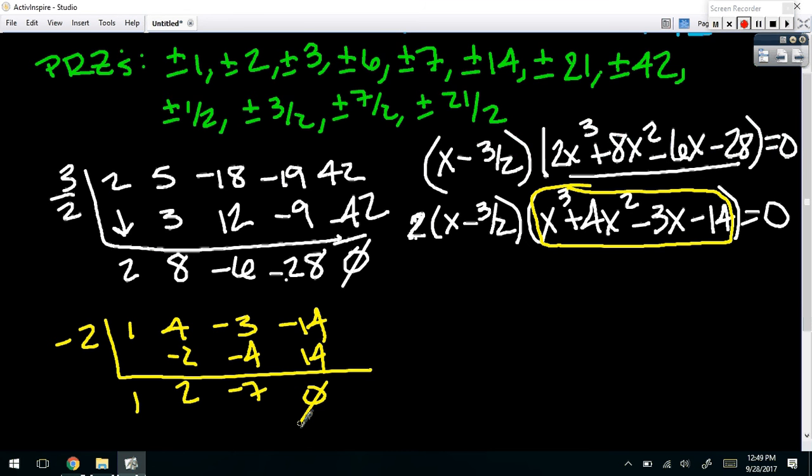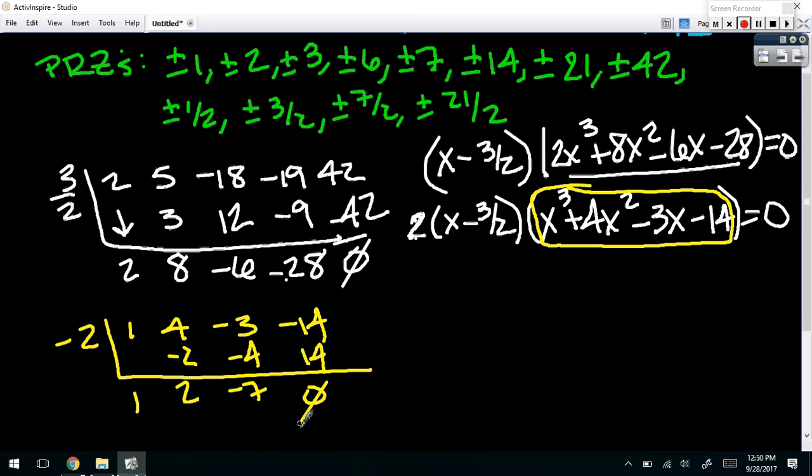Y'all, I'm telling you, y'all whine about this, but at the end of the day, this type of problem, you know how I told y'all your tests are cumulative? This one is easy for me to throw on a test and test you from most concepts of chapter 1 and some of chapter 2 also. Everybody is successful with this because it follows, it makes sense.